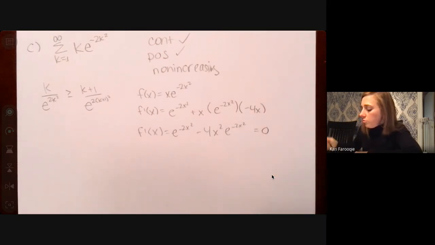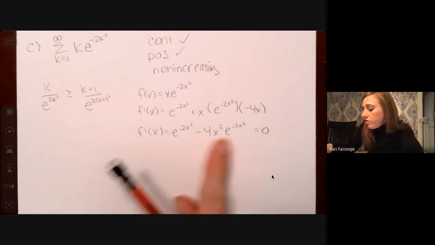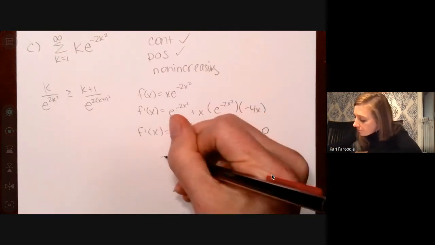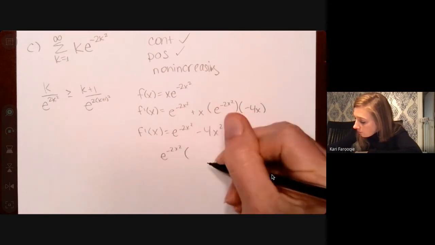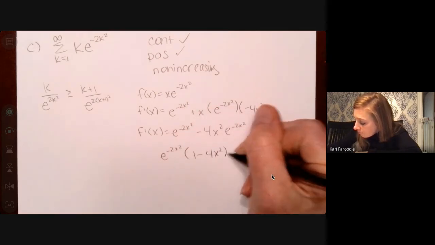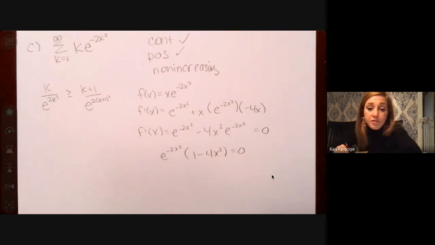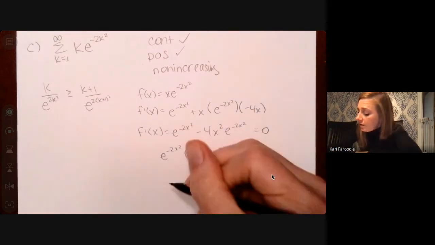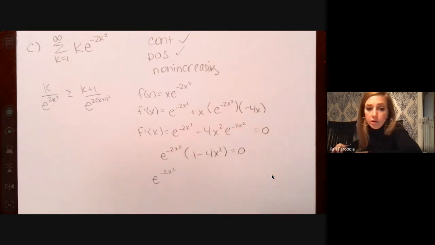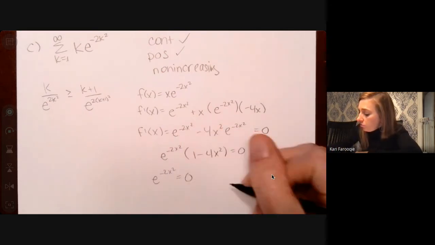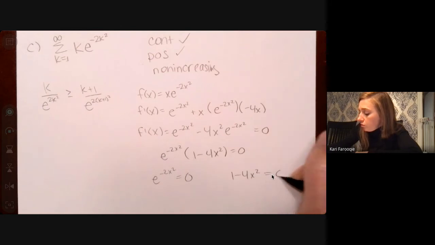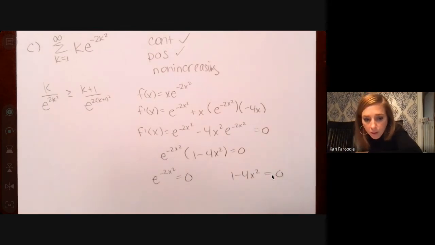Remember to find your critical numbers, we usually set this equal to 0. You might want to move this into the denominator, or you just factor it out. And then use the zero factor property. E to the negative 2x squared would have to be equal to 0, or 1 minus 4x squared would have to be equal to 0. This one can't be equal to 0. Your exponential function is not going to be equal to 0. Can't be.